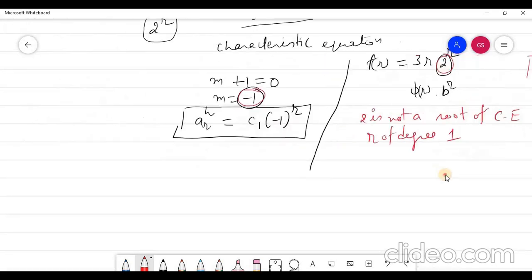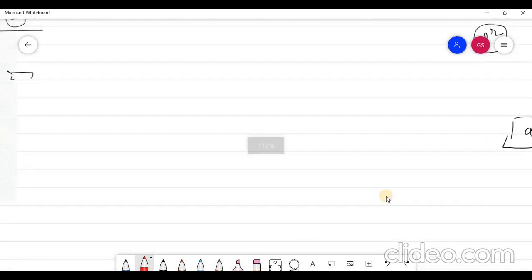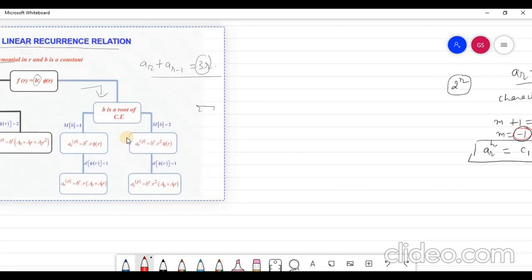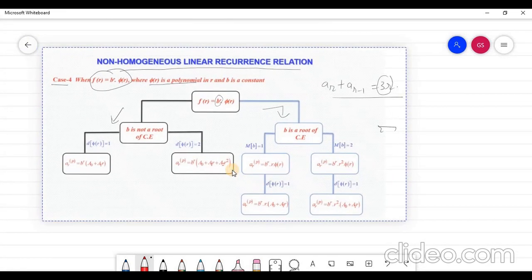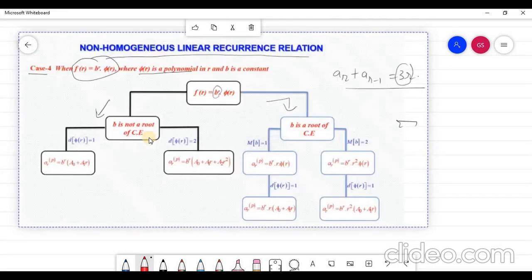Again we will look at the picture here so that you clearly understand what we are going to discuss. When b is not a root of the characteristic equation, we have two cases. When the degree of phi(r) is 1, then the particular solution will consist of this.